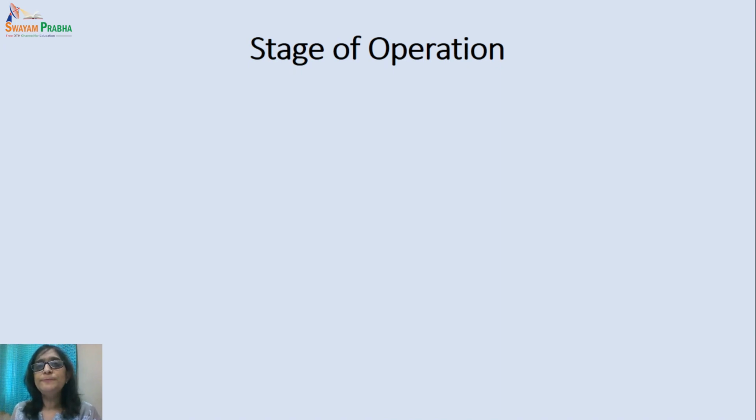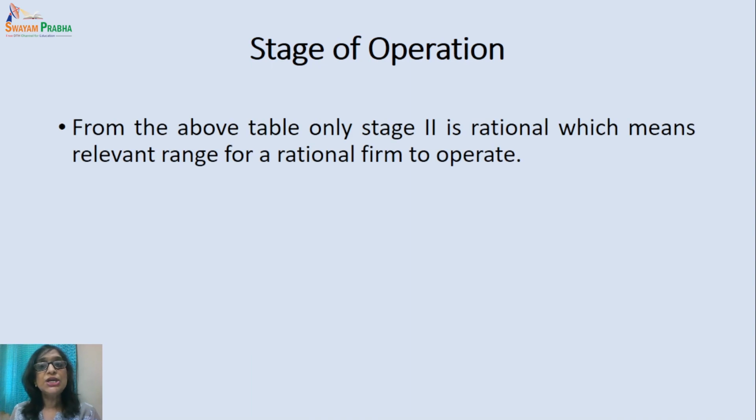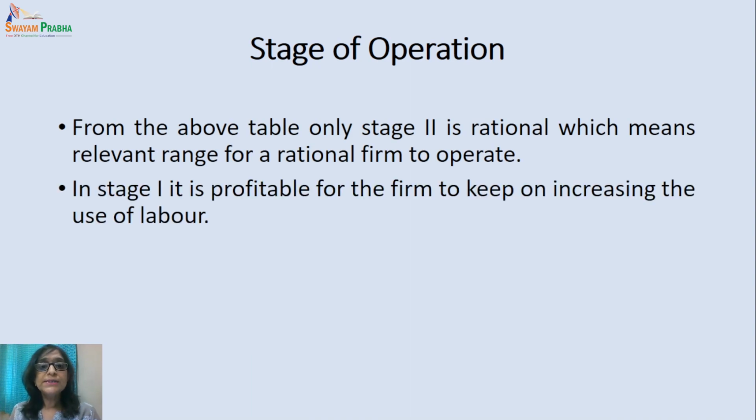What happens in stage 1? In stage 1 TP is rising. MP rises, starts falling, and AP becomes maximum. Should the producer operate in stage 1 then? No. Why? Because still in stage 1, total product is increasing. It has still not become maximum. Marginal product is still positive. This means the stage of operation will be stage 2. Why? Because it is in this stage that his total product will become maximum. Right?